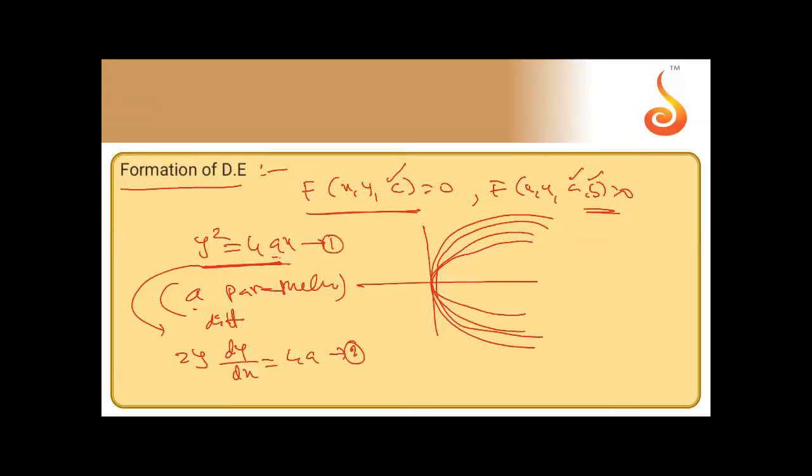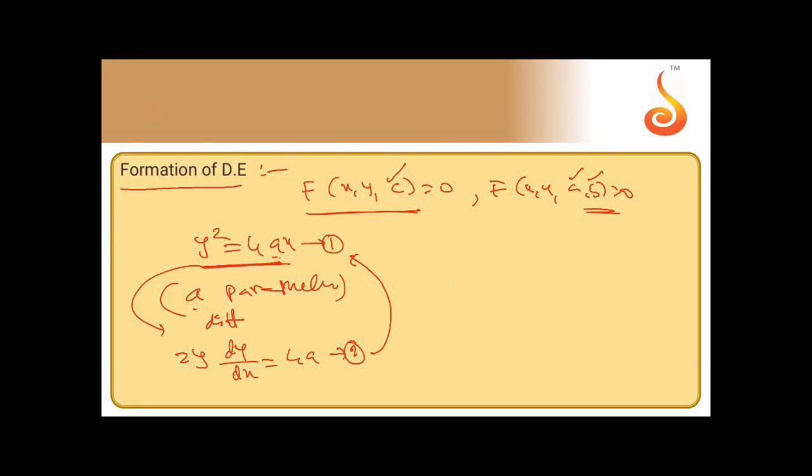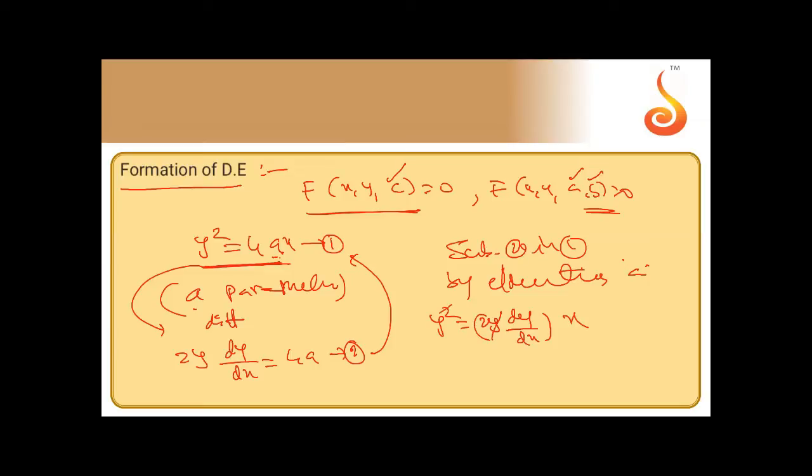Now this is equation 1, this is equation 2. I want to form a differential equation by eliminating the parameter a. You can substitute this value in equation 1. So substitute 2 in 1, eliminating a. Then y square equal to 2y dy by dx into x. One y cancels: y equal to 2 dy by dx into x. That means 2x dy by dx equal to y. This is the differential equation of this family of curves.